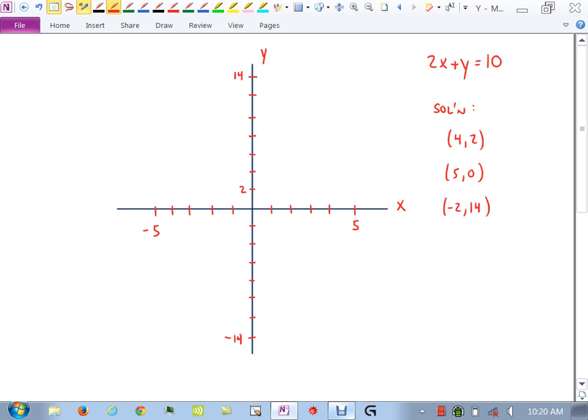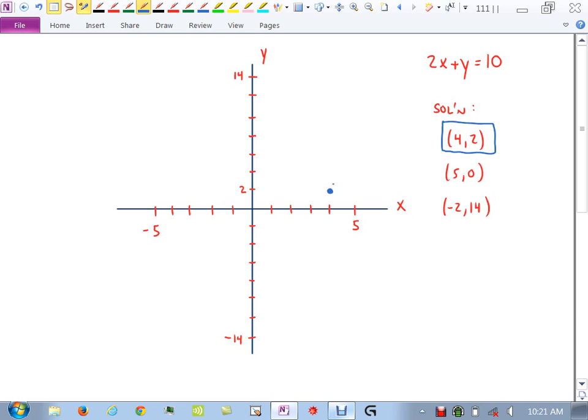All right, let's plot these. The first one, (4, 2), and I think what I'll do is I'll assign a color to each of these. (4, 2), I'll do in blue. So I'm going to go to the right 4 and up 2. That's right there, isn't it? Be careful there, because notice that I went to the right 4 and up 2 didn't mean go up 2 dashes, right? It meant go up to wherever 2 is, and we labeled 2 right there, didn't we? So that's (4, 2). The next one is (5, 0).